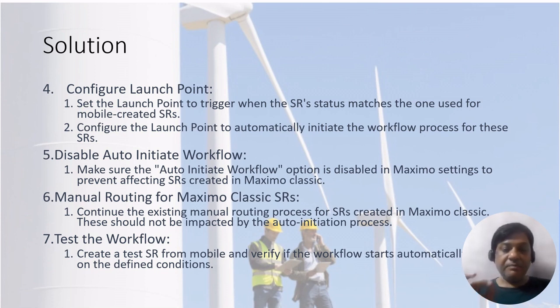The fifth point is to disable auto initiate workflow. Make sure you are disabling the auto initiate workflow option in Maximo settings. Then, manual routing for Maximo Classic SRs: continue the existing manual routing processes for SRs created in Maximo Classic. These should not be impacted by the auto-initiated workflow process. Then you have to test it with the automatic conditions that you have designed.